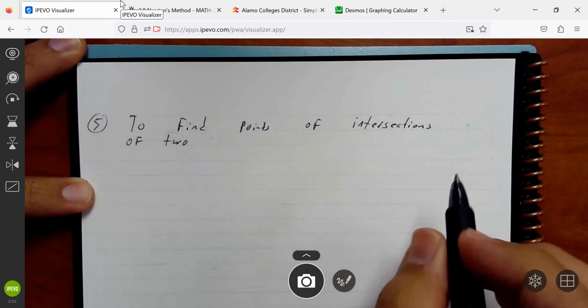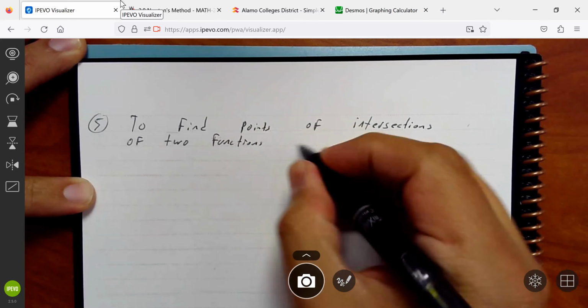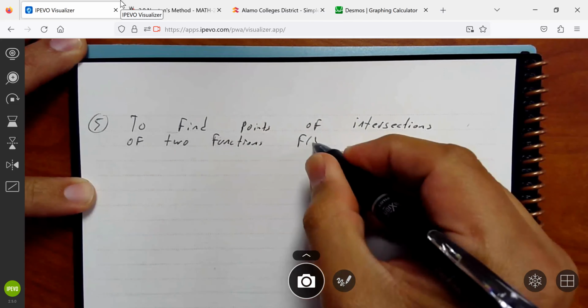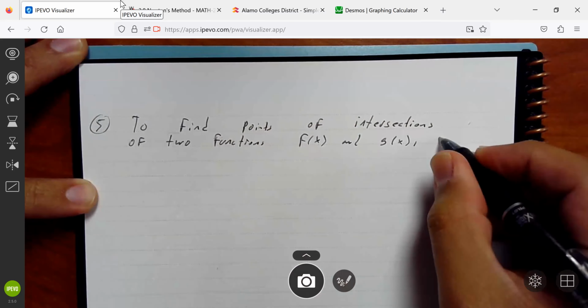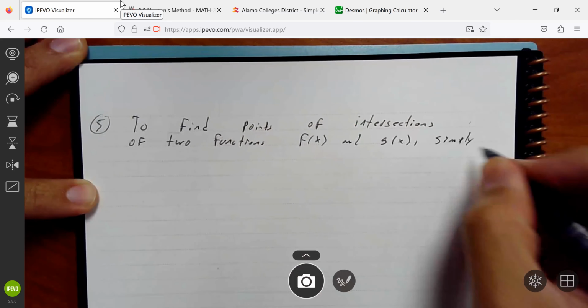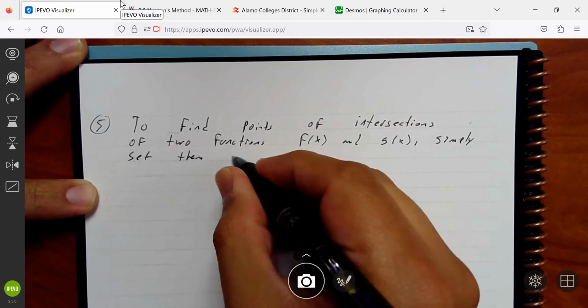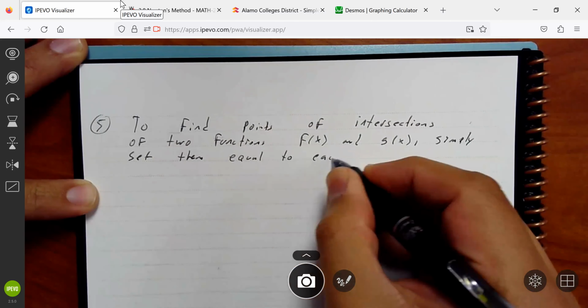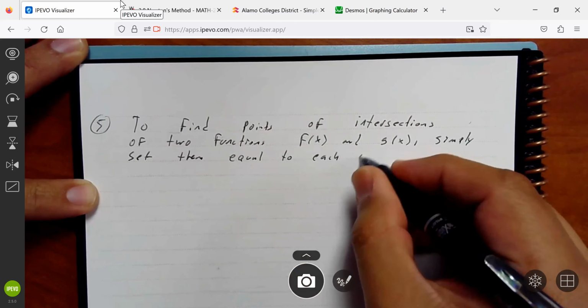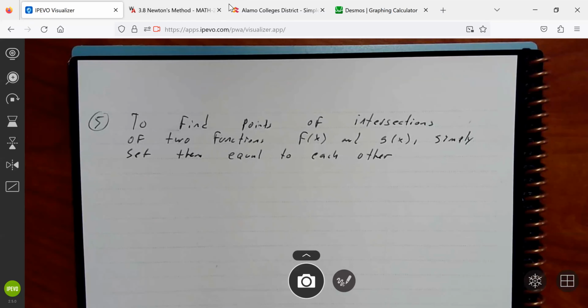To find points of intersection of 2 functions, f of x and g of x, simply set them equal to each other. So that's how you find intersection points. I'm assuming you've done that before. If you forgot, well, there it is.